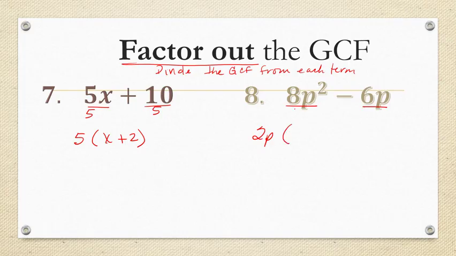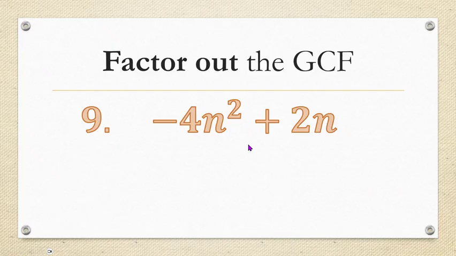So when we divide each of these by 2p, we're going to get 4p minus 3. That's a 3, guys. All right, factor out. Now, I was kind of lazy earlier, and I apologize, but you need to make sure that this is in standard form. Standard form means from the highest exponent down to the lowest. Get it in that format first.